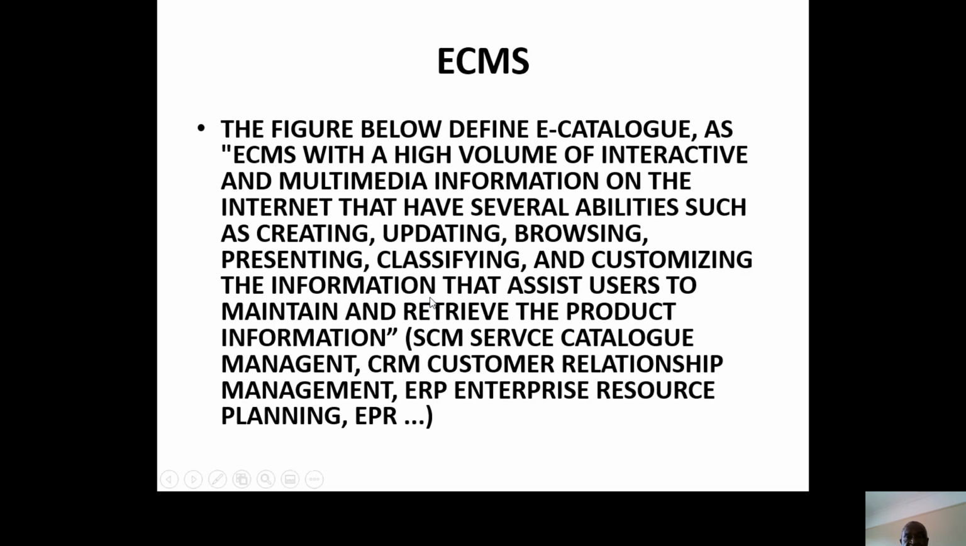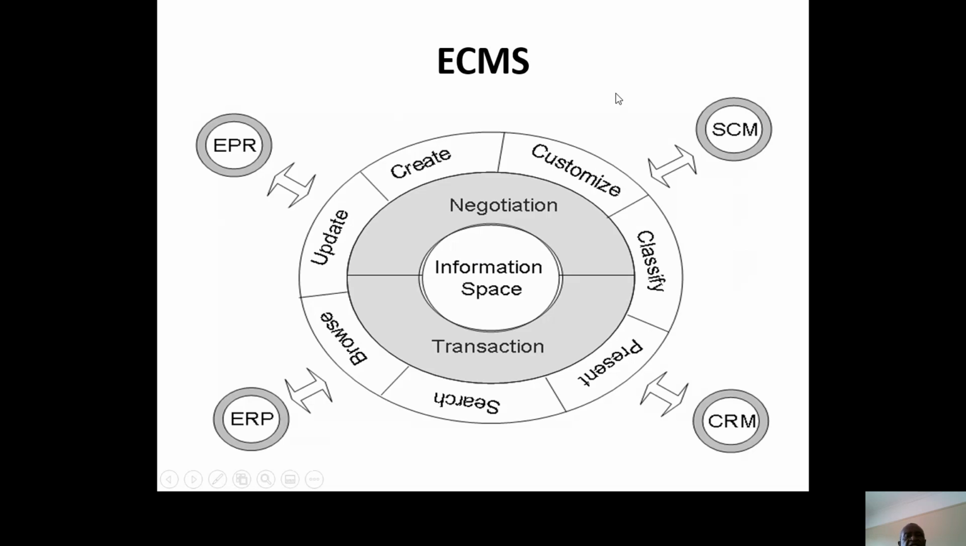The figure below defines an e-catalog as a system with a high volume of interaction and multimedia information on the internet that has several abilities such as creating, updating, browsing, presenting, and so on. Customizing. In other words, what does this segment of customers want? And I want to provide them what they want. So that's an e-catalog. All right. Let's look at the diagram and see how it goes. There you are. What does it say?